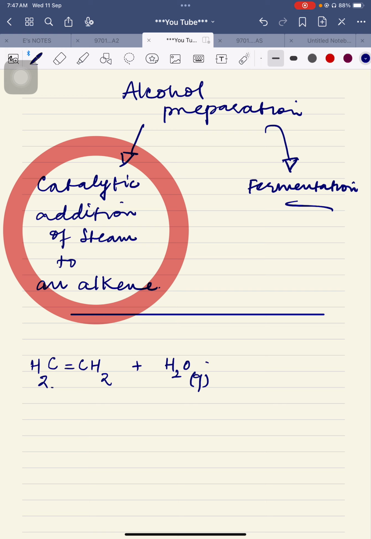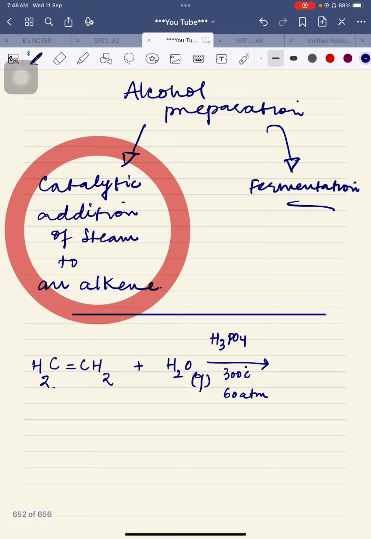But don't forget what the conditions will be. H3PO4 is the catalyst for this, and a temperature of 300 degrees Celsius will be used, whereas 60 atmospheric pressure will be used for this. Guys, remember that the conditions of the reaction should be on the arrow which is going to make the product.